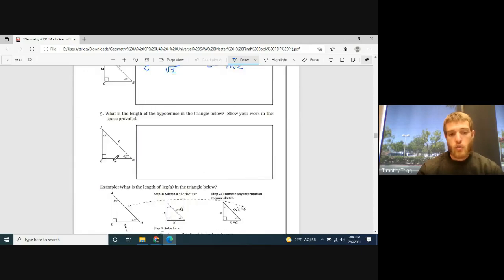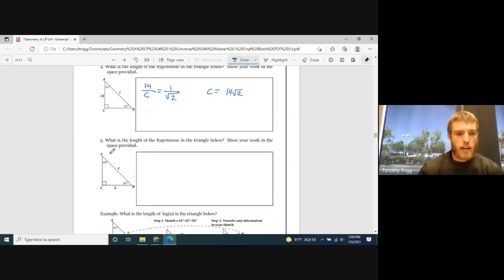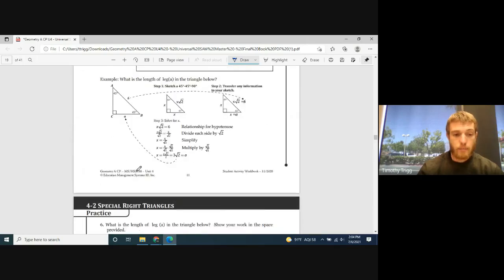This next one's not trickier. Let's go. I want you to go ahead and try this one on your own, actually. Try to follow the example we did up here. Here you have a leg and you're missing the hypotenuse, so see if you can figure that out.